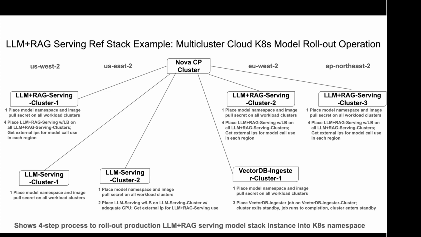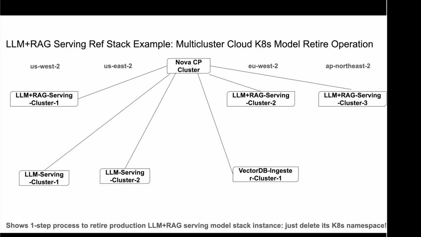Pretty simple to define in Nova and pretty simple to understand conceptually. How can we undeploy all of these things? How can we remove it? Just get rid of the namespace, because everything that you deployed for all these things, you deployed into one namespace.